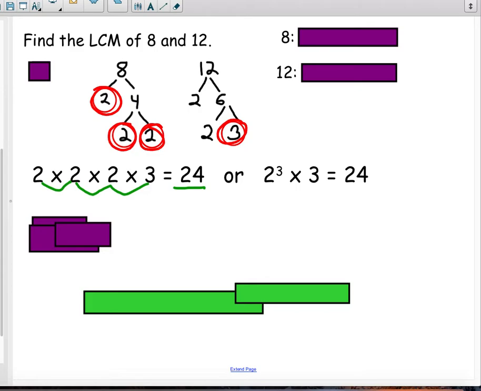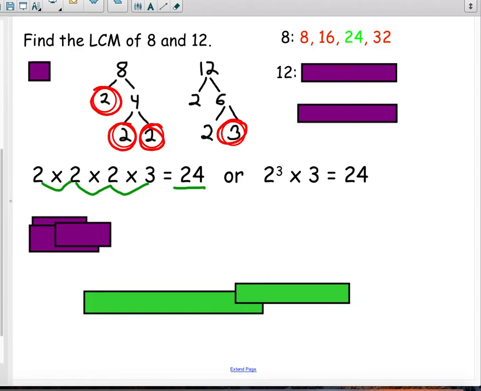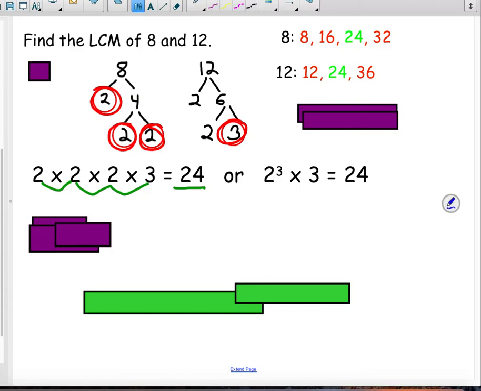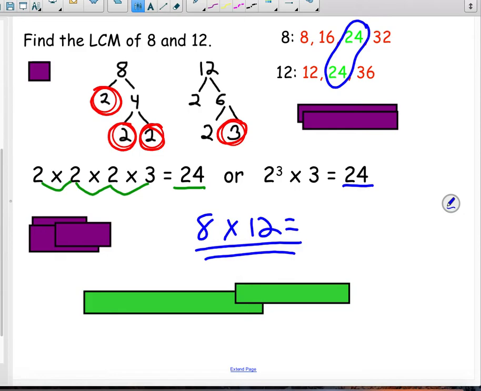Now, if we were to list these out, we'd have 8, 16, 24, 32, and we would have 12, 24, 36, and our LCM would come out as 24. And certainly, if we multiplied 8 times 12, you are not going to get 24. So in this case, just multiplying the two numbers will not give you an LCM.